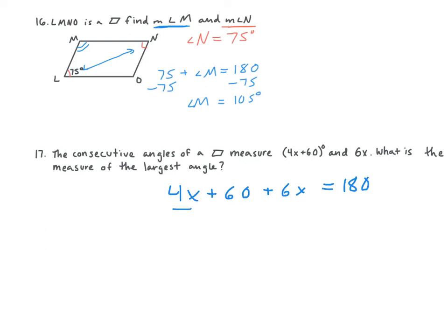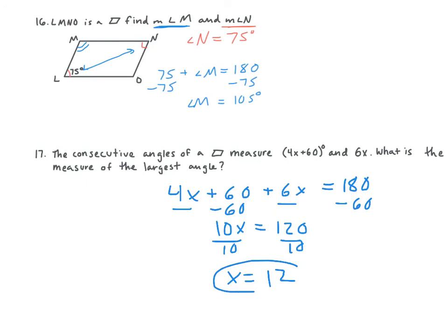So we can add 4x and 6x and get 10x and subtract 60. So we get 10x is equal to 120. Divide by 10. Well, what do we get for x? 12. Is that our answer? No. We need to take this and plug it back into both of these in order to find which one is the largest angle.